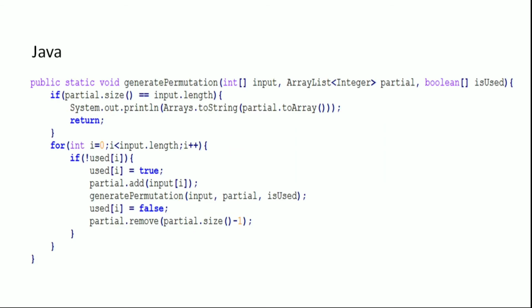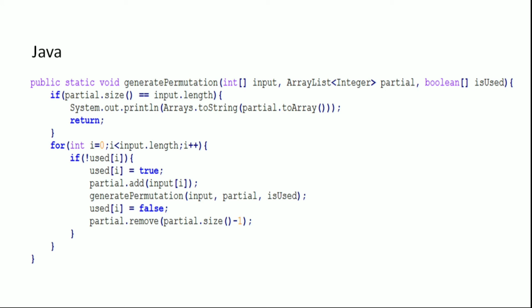This is the code for generating the permutations of the given array in Java. We have taken three parameters: the input array as input, a blank list of integers, partial, that represents our partial solution, and a boolean array of the same size as the input. Each entry in the array will represent if the element of the input array at that position is used or not. At first, we check if the length of the partial solution is equal to the length of the input array or not. If it is equal, then we have a valid solution, so we will print the result and return.